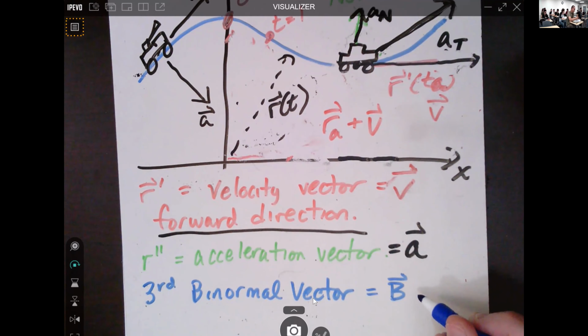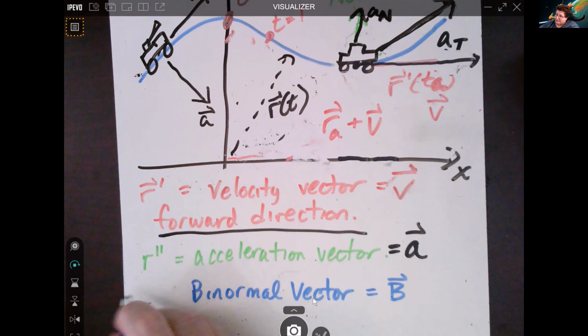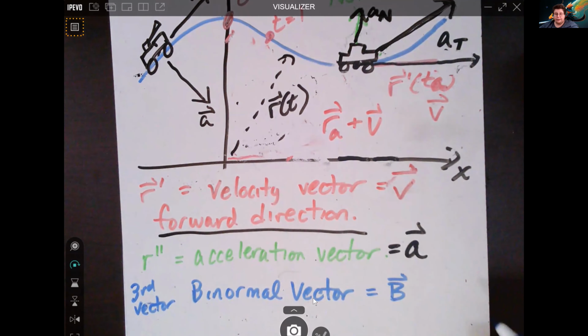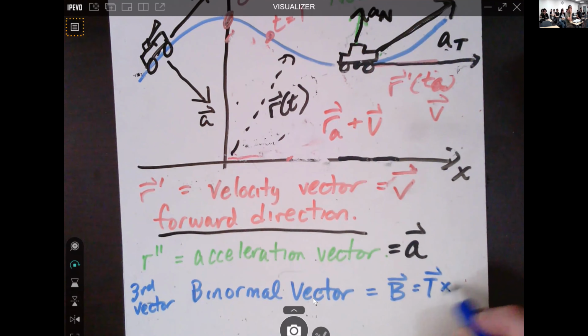Isn't the third derivative also defined as jerk? We haven't done the third, there's no third derivative. I didn't do the third derivative here. Oh, okay. I didn't mean third derivative, I meant third vector. It is not R triple prime. That's supposed to mean something to us. I don't think we've ever used that in physics.